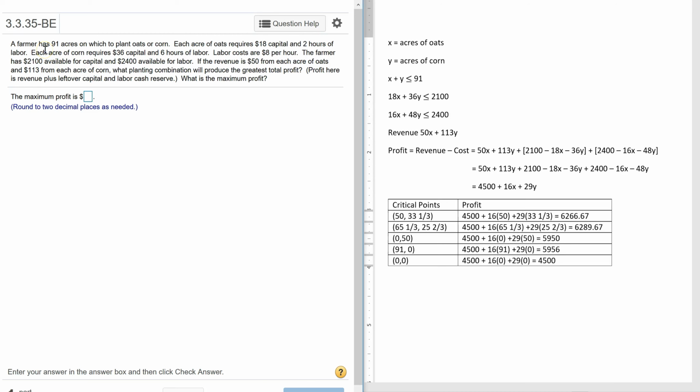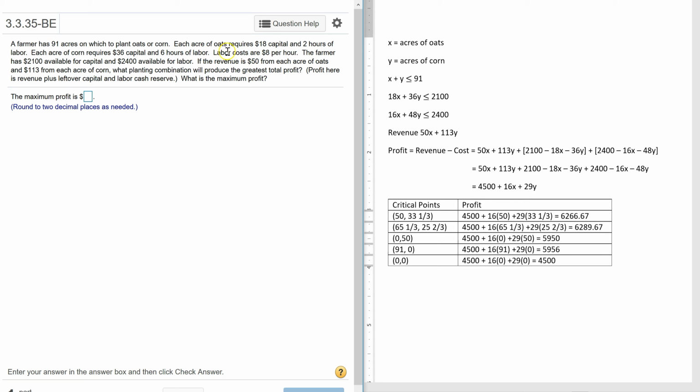The problem on the left reads, a farmer has 91 acres on which to plant oats or corn. So I'm letting x equal acres of oats and y equal acres of corn. And the first inequality I have is x plus y is less than or equal to 91 because the acres of oats and corn together cannot exceed 91 acres.